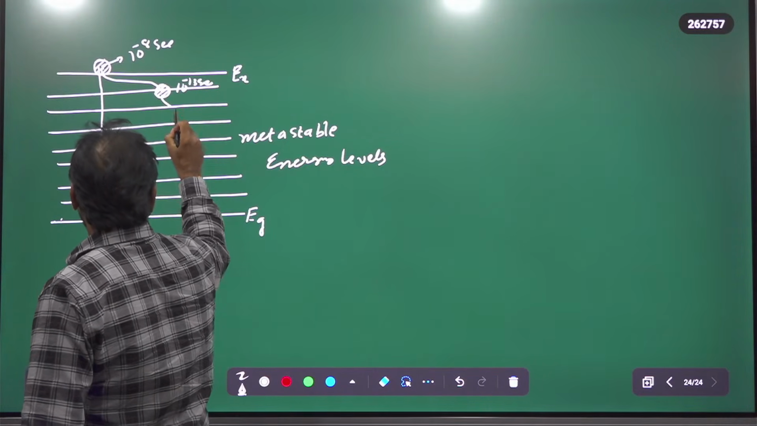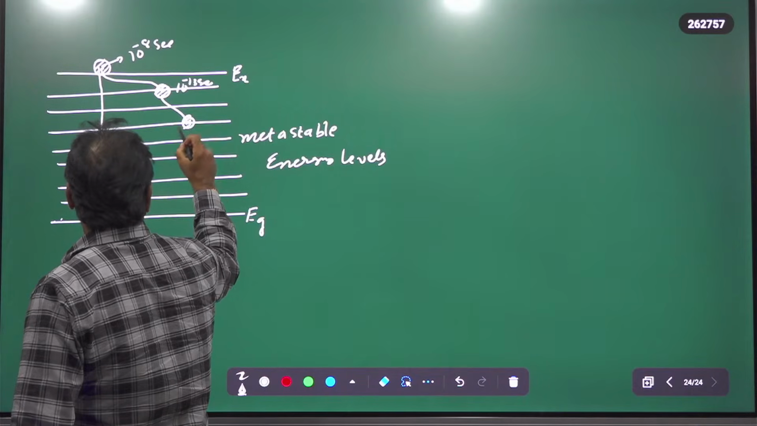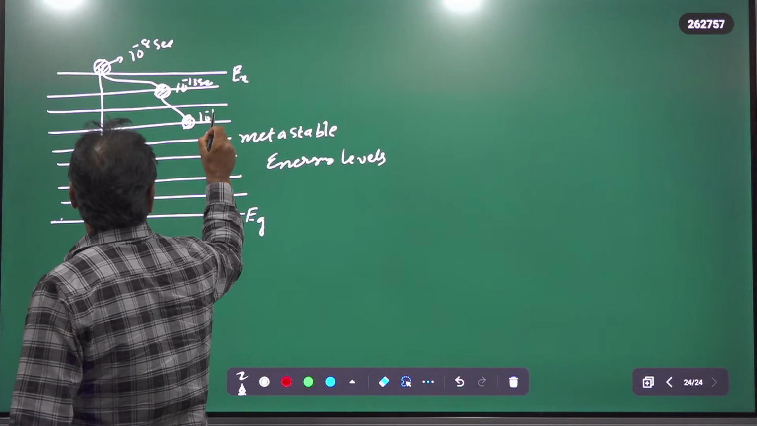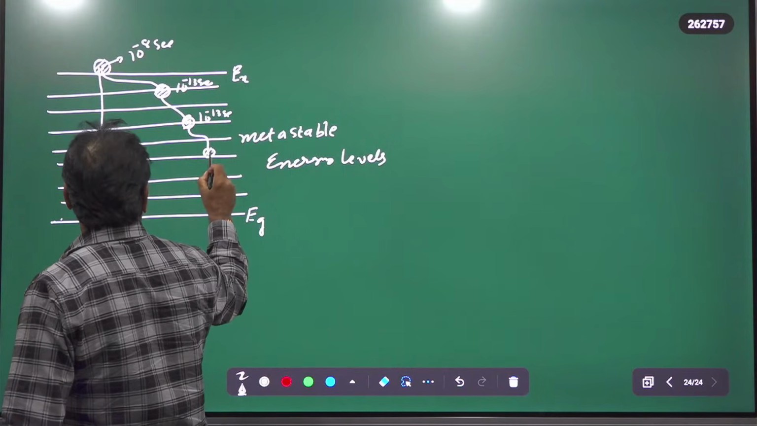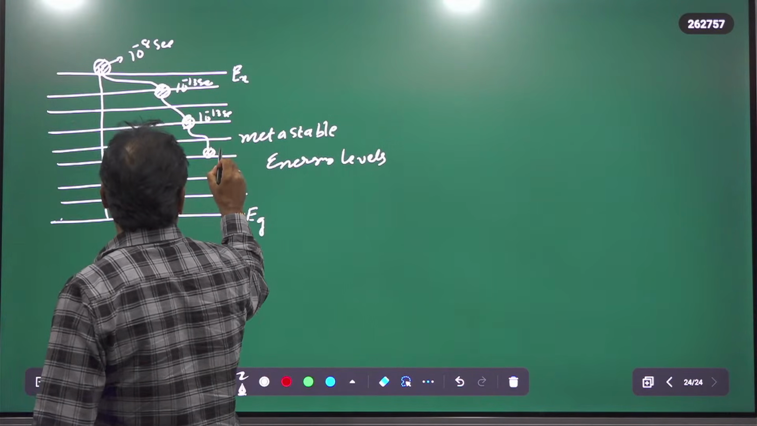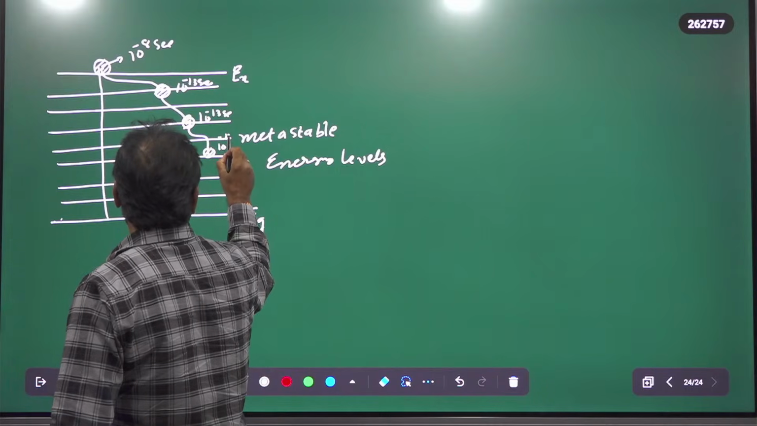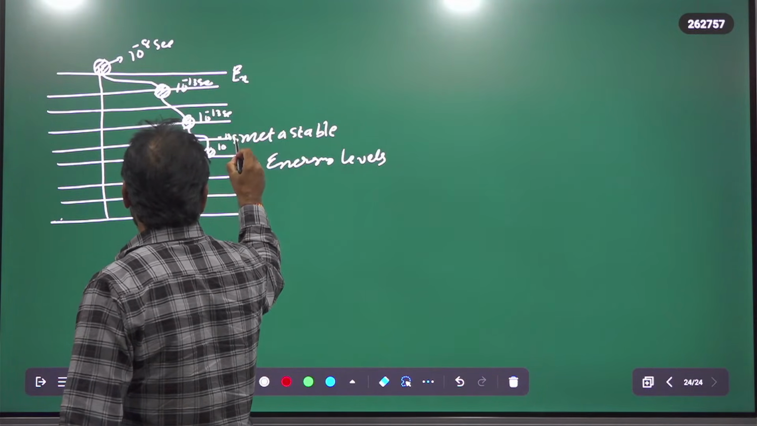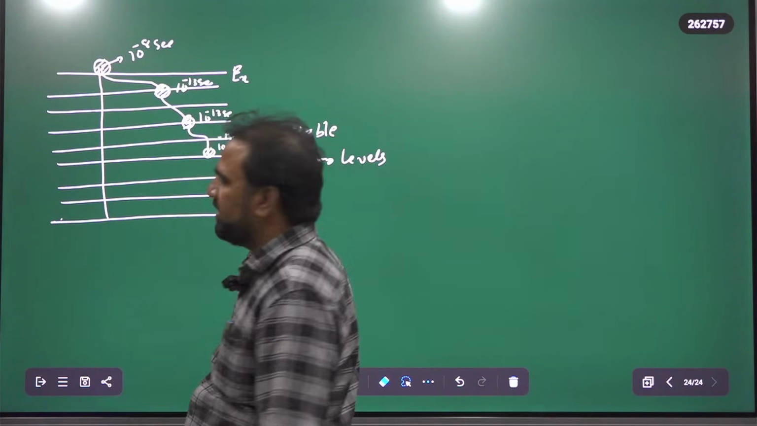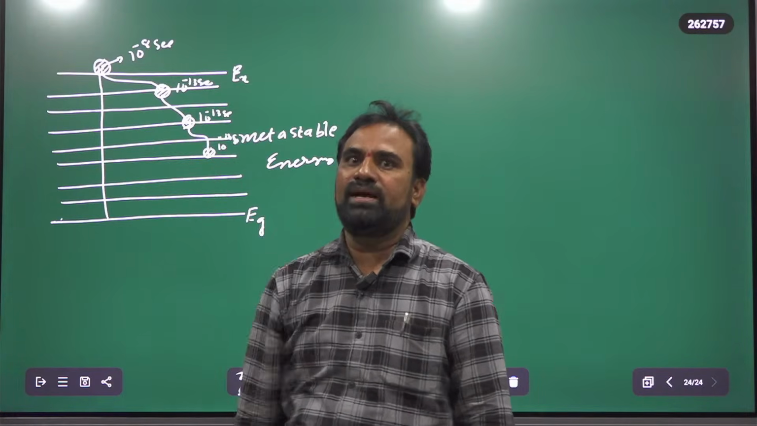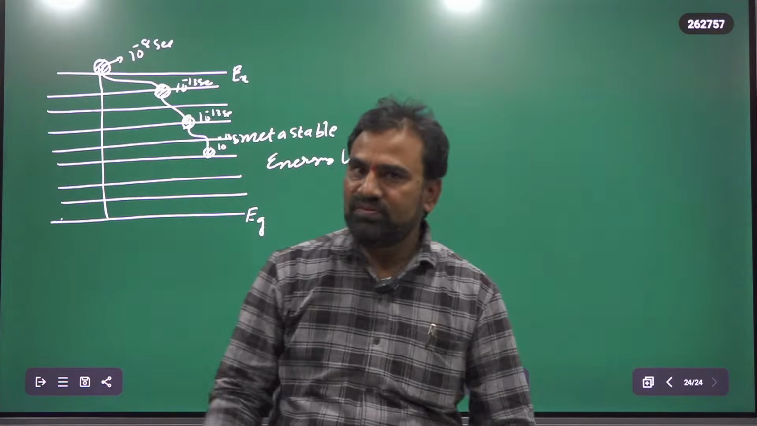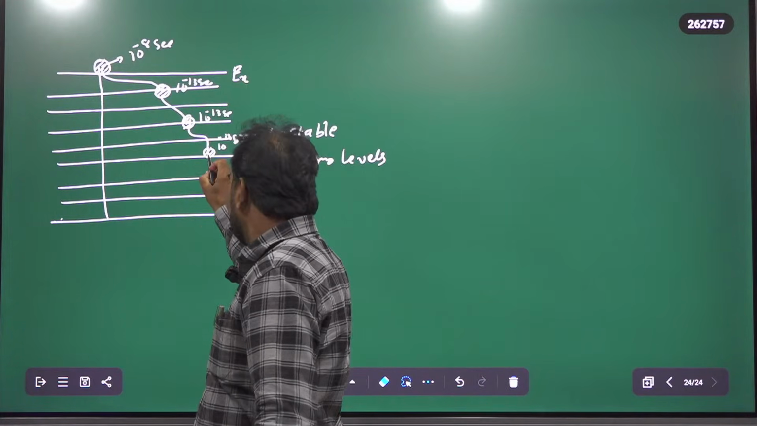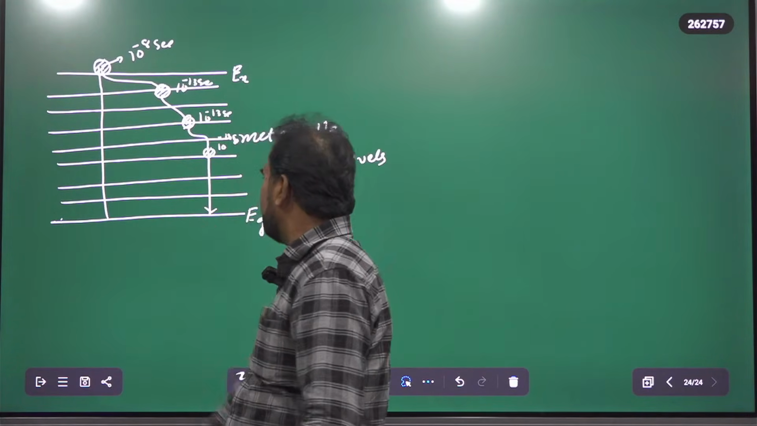After that it comes down like this. Here also it spends a little amount of time, 10 to the power of minus 13 seconds, and here also. In each and every metastable state, it spends a little amount of time, equal to 10 to the power of minus 13 seconds. After that, it falls into the ground state energy level.